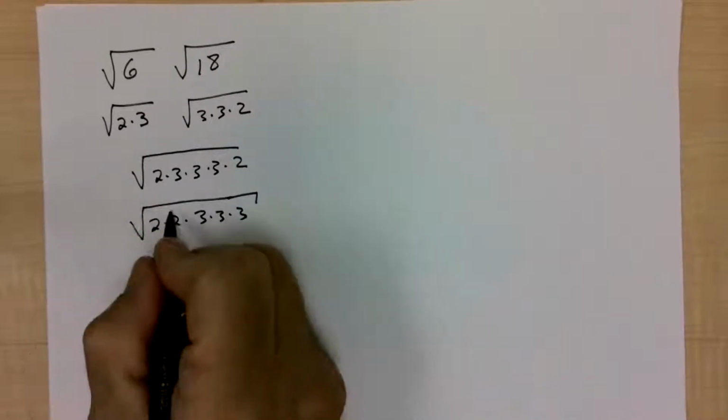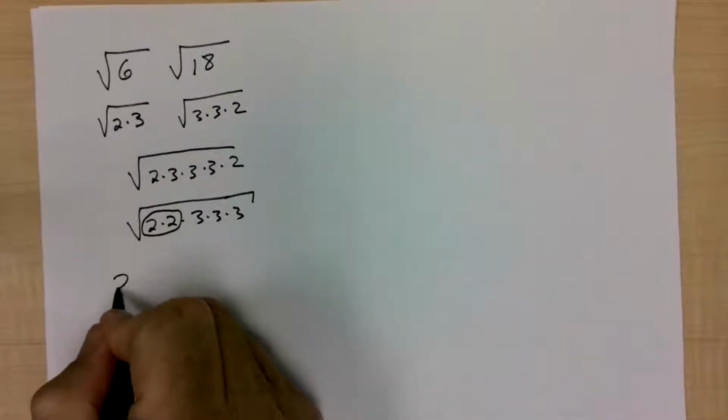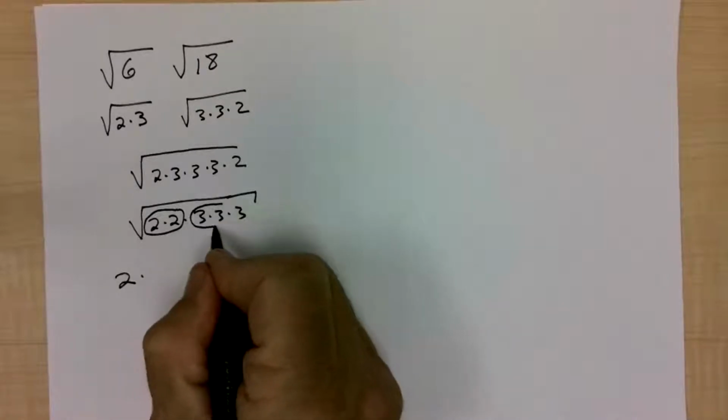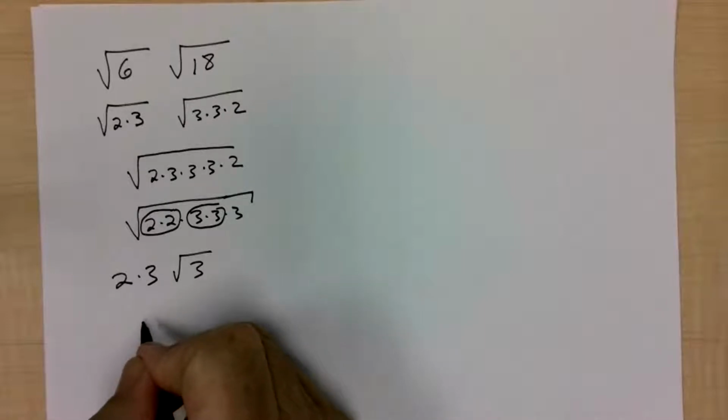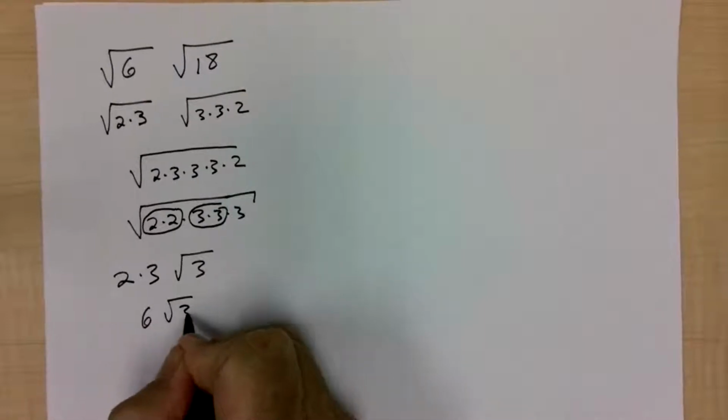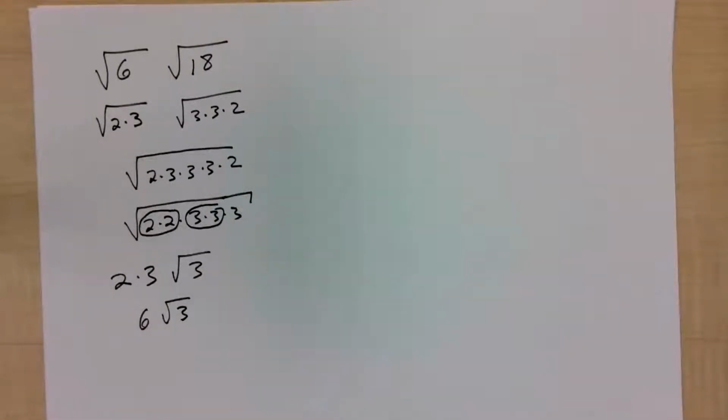And then we're looking for pairs. Circle the pair of 2's, 2 comes out. Circle the pair of 3's, the 3 comes out. What's left under the radical? Square root of 3. What's my answer? My answer is 6 times the square root of 3.